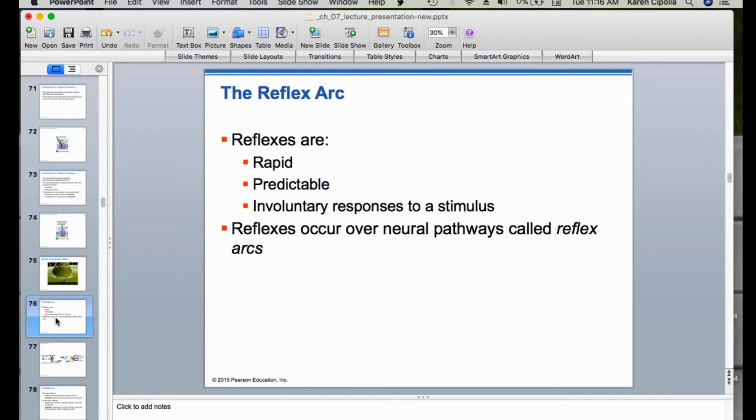Let's move on to the reflex arc. The reflexes that we have are rapid, super fast, super predictable, involuntary responses. When I spoke in the previous video about the patellar reflex, when that mallet hits your knee, it creates a reflex arc which you have no control over. It's one of those functions that the body has to keep it safe.